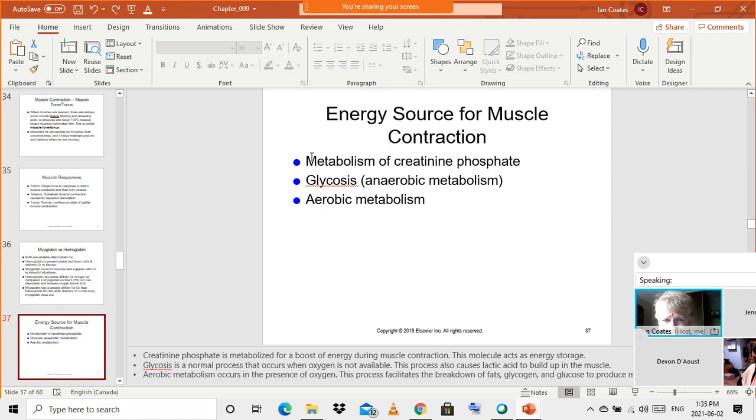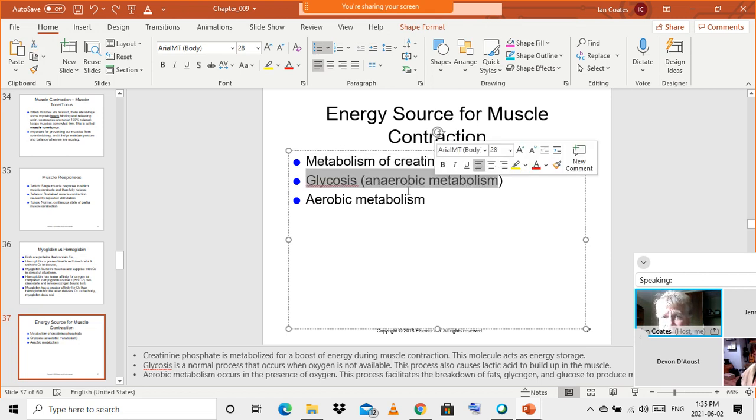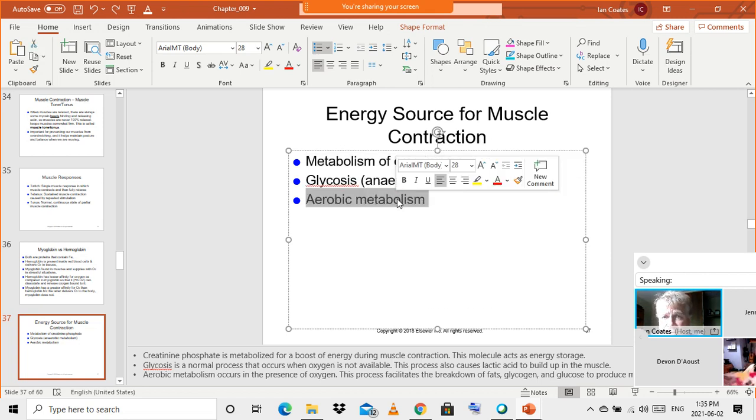We've got energy sources for muscle contraction. We're going to talk about these. I'm not going to hit these too hard. You know what I mean? It's not really designed to where you guys are going to go, but there are some good words.